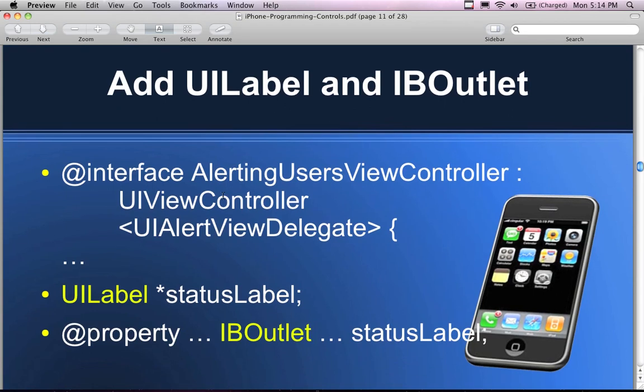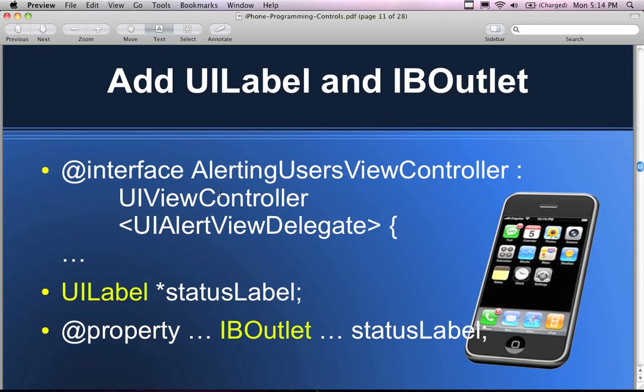So adding a UI label and an IB outlet in the interface alerting users, let's say we have an alerting users view controller, where we can have a UI view controller with a UI alert view delegate, which would add a special alert or notification to a user through the same type of control.